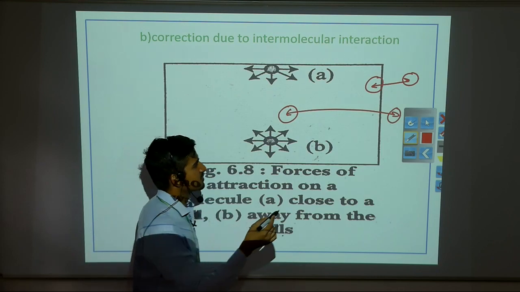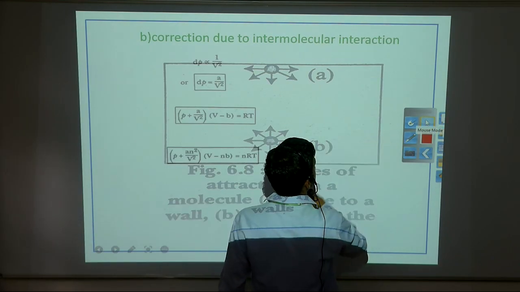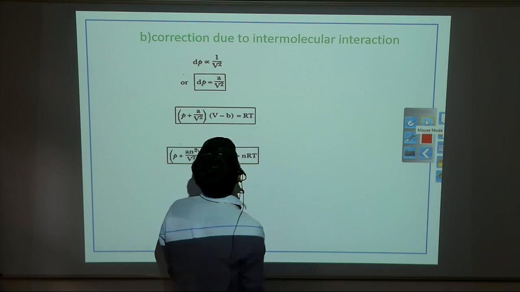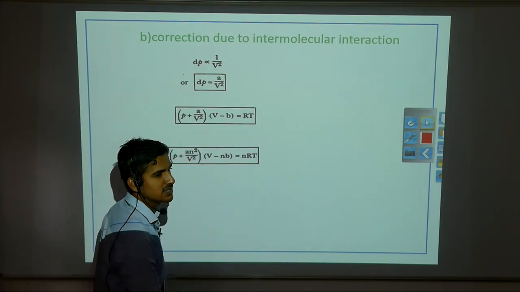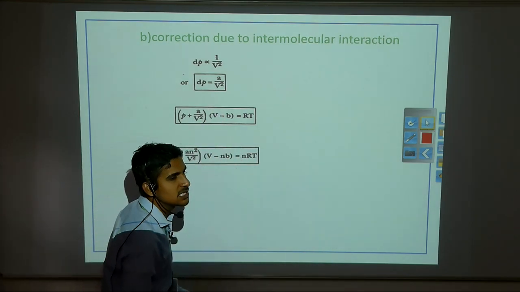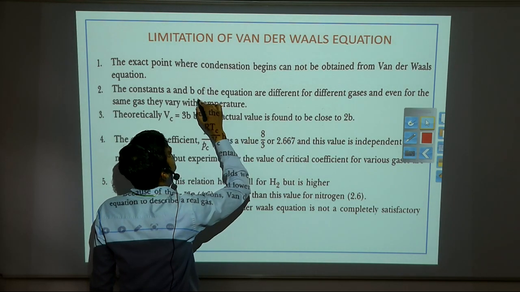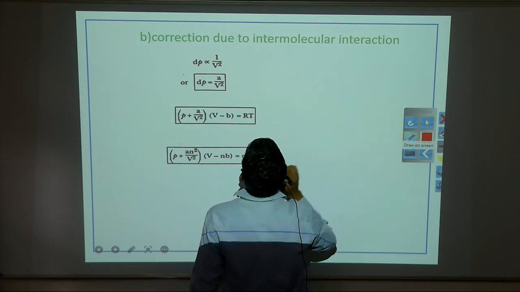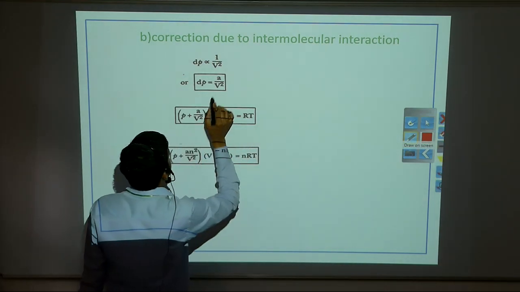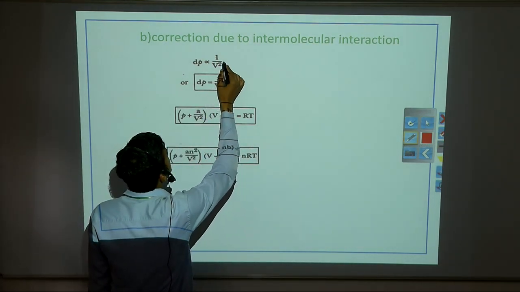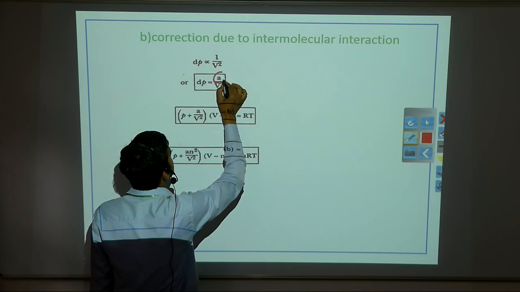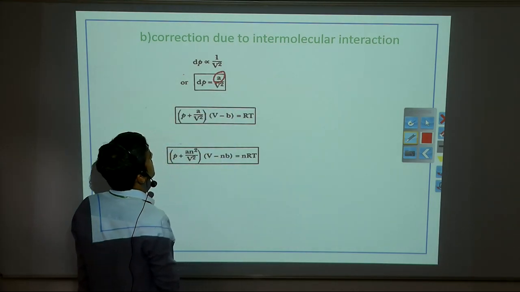Then the second correction is the correction due to intermolecular interaction. The change in pressure dP is inversely proportional to V square. Correct? Then dP is equal to A divided by V square, where A is a constant.